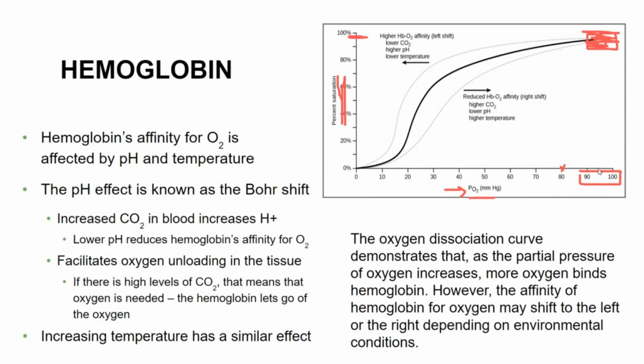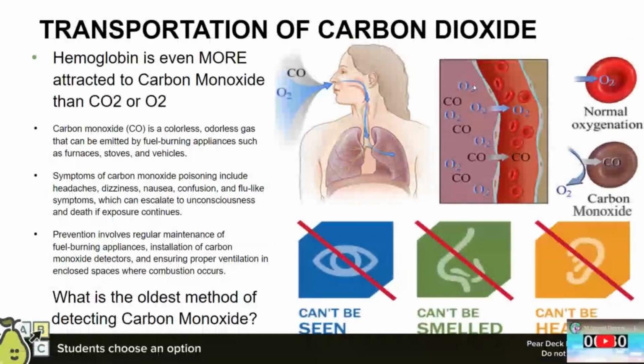But in order to get up here, we want to shift, and the Bohr shift allows us to do that. When we have lower temperatures or higher pH, we shift this direction, and when we have lower pH and higher temperatures, we shift this way, which means that we're grabbing onto the oxygen and then letting go of the oxygen over here.